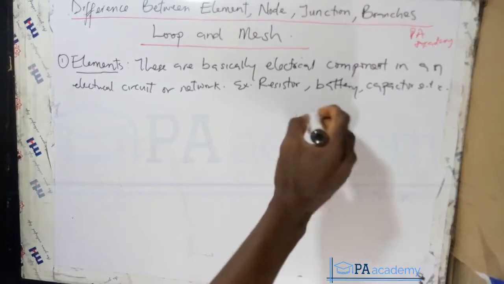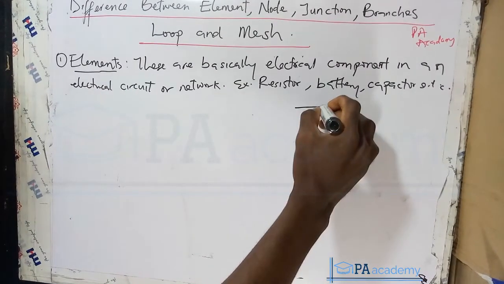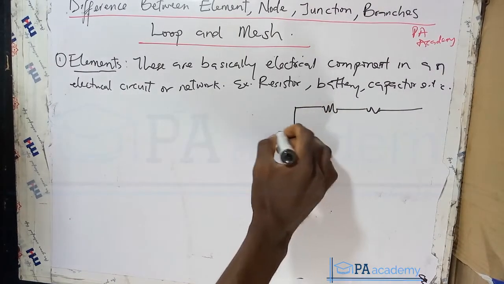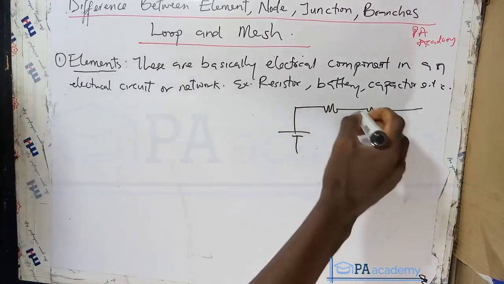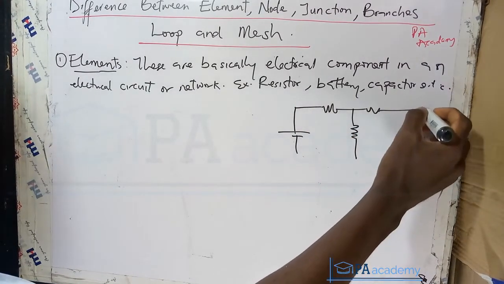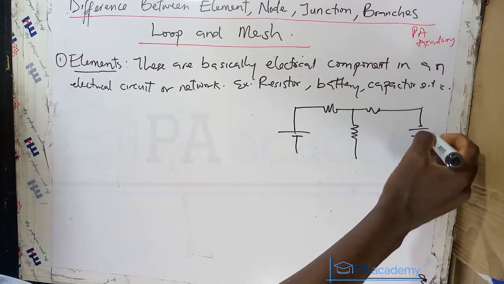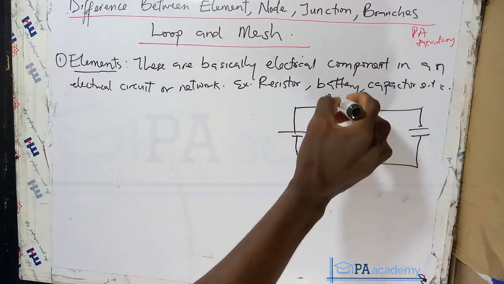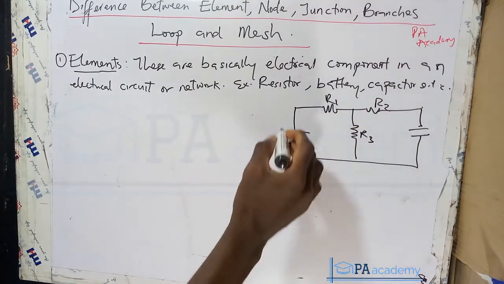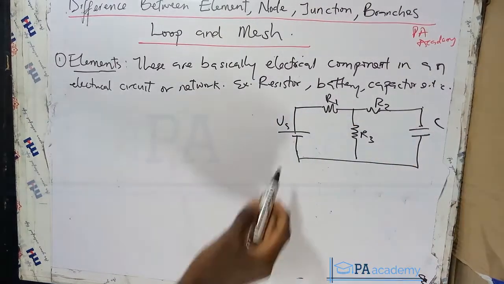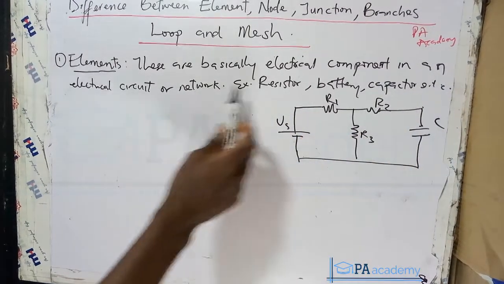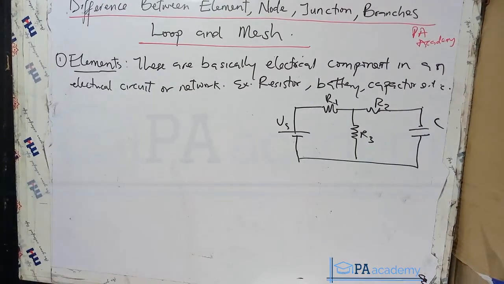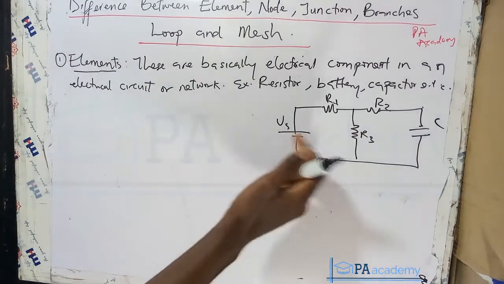So now let me show you. Let's say we have a simple circuit like this. Here we have our voltage source, or you can call it your battery. Here we have a capacitor. Let's call this R1, this R2, and this R3. This is our voltage source, and this is a capacitor. You see all these things are what we refer to as elements. They are basically electrical components in an electric circuit. So if you have a circuit and you hear the word elements, this is what we are talking about.